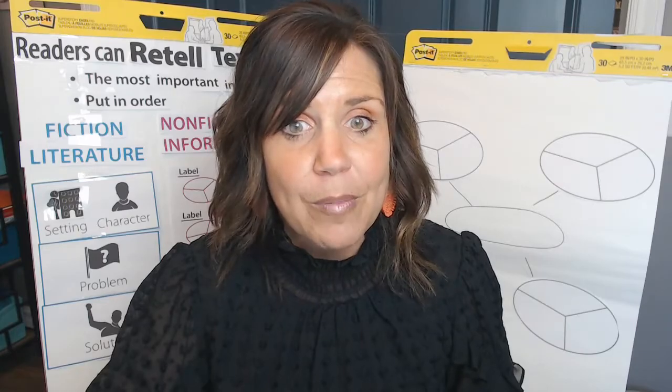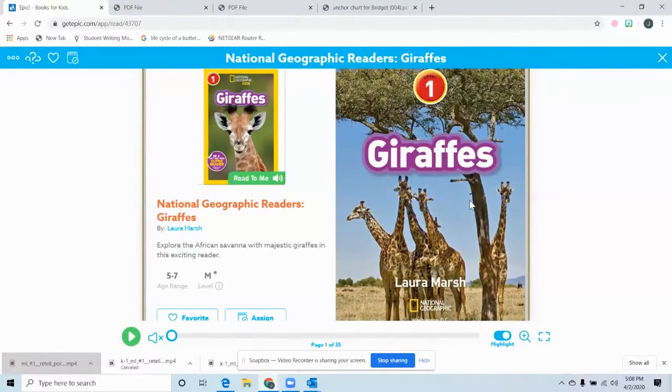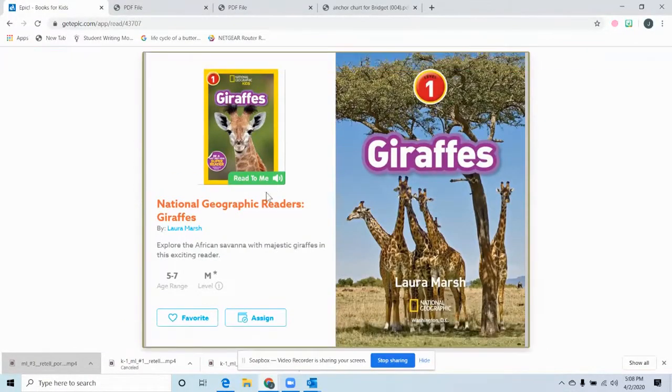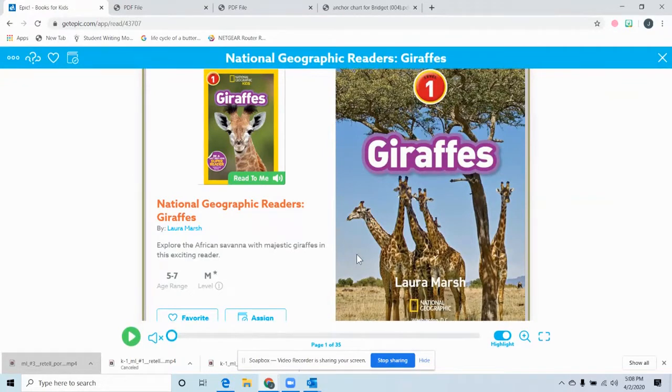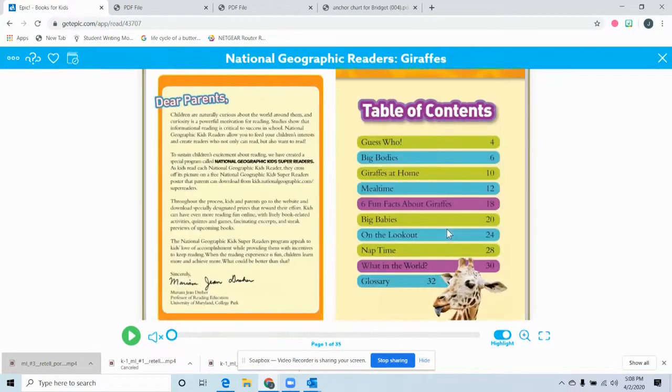Let me show you the front of the book here. Giraffes. It can be read to you, so some of you may have already listened to this book before you watch the lesson. If you don't know all the words, you can have it read to you, or a parent can read it to you. When you look at the very beginning at the table of contents, you'll see all these different sections of the book. And today we are going to look at the big bodies section.